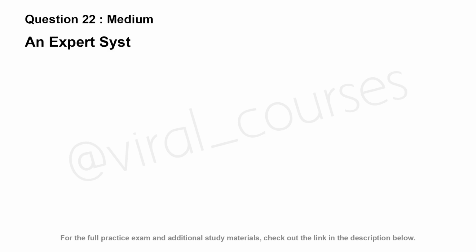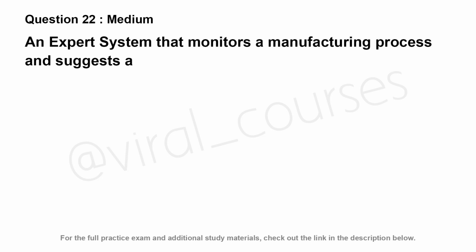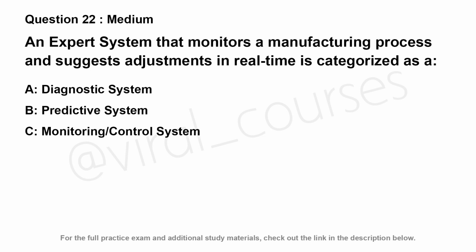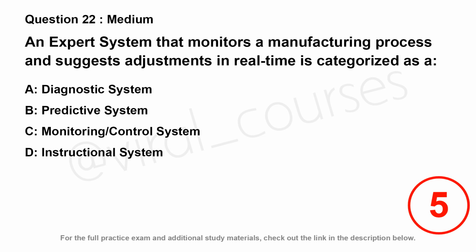An expert system that monitors a manufacturing process and suggests adjustments in real time is categorized as a: Option A, diagnostic system. Option B, predictive system. Option C, monitoring, control system. Option D, instructional system.